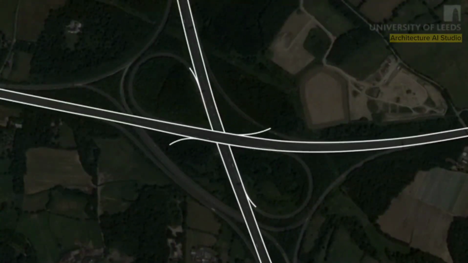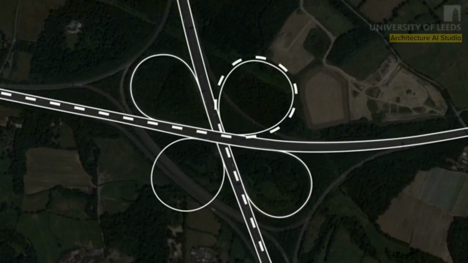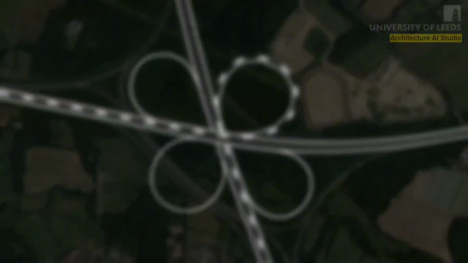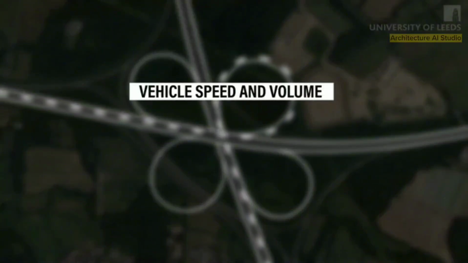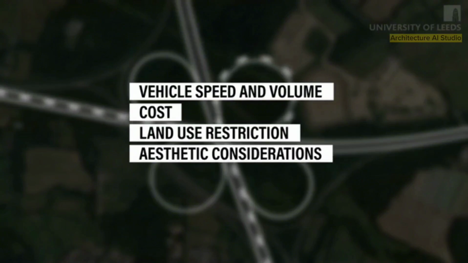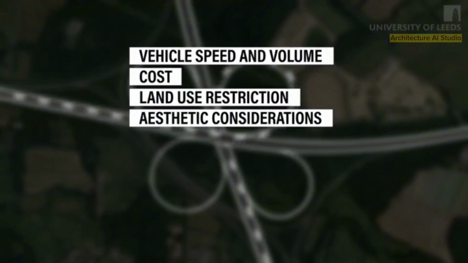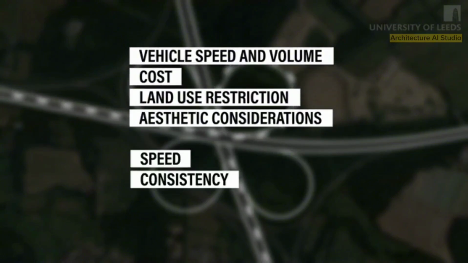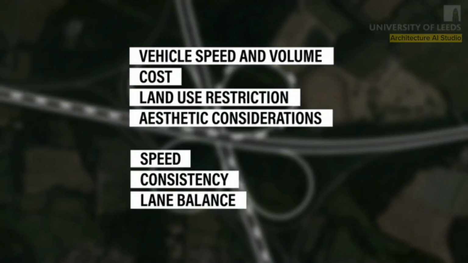In a perfect world, junctions would provide an optimal solution to allow traffic to move swiftly and efficiently between the roads they connect. Unfortunately, vehicle speed and volume, cost, land use restriction, and aesthetic considerations often have competing requirements in a junction design. Due to this, compromise is frequently made to meet the design requirements. However, speed, consistency, and lane balance are critical design considerations.